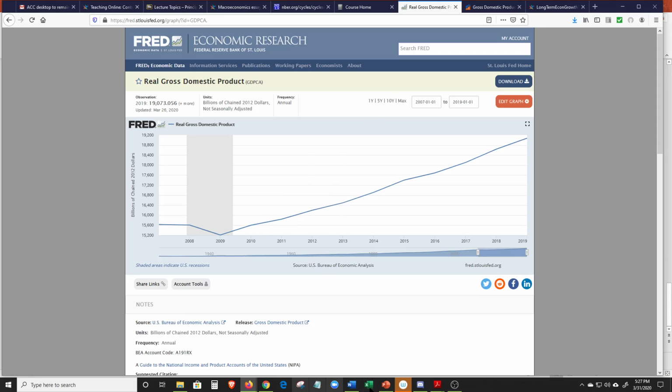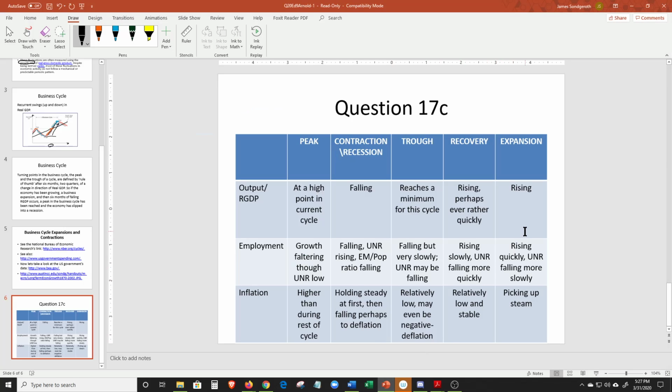All right, let's go back and talk about this. So in the recovery, employment is now rising, unemployment falling very quickly. Inflation is still pretty low. Of course, once we get into the expansion, GDP is still rising by definition, maybe much more slowly than in the recovery. And employment is probably rising quickly. The unemployment rate is falling more slowly, and inflation starts picking up steam as we reach capacity.